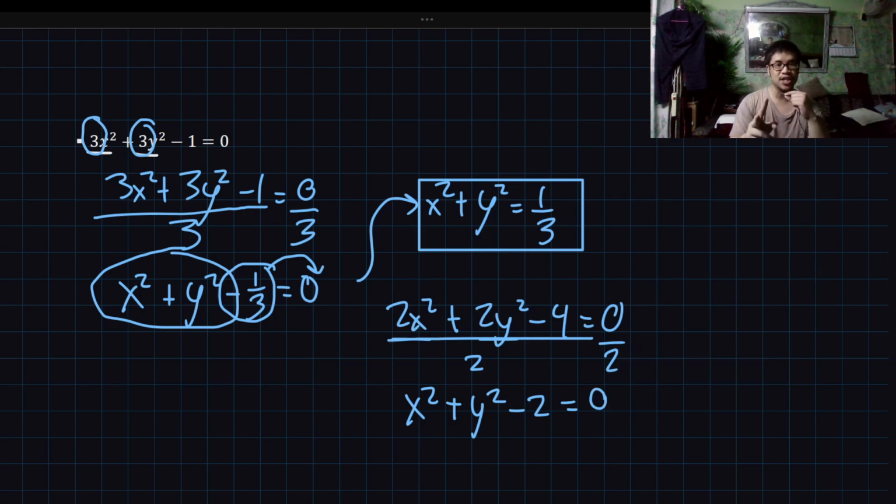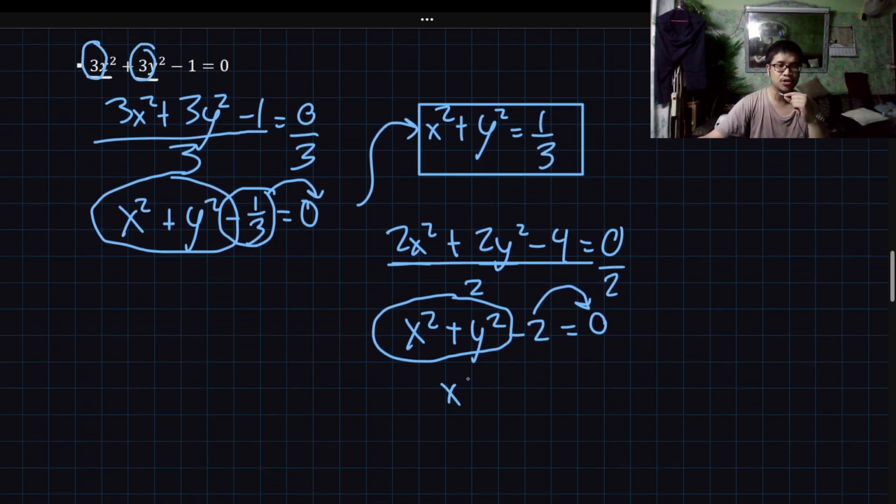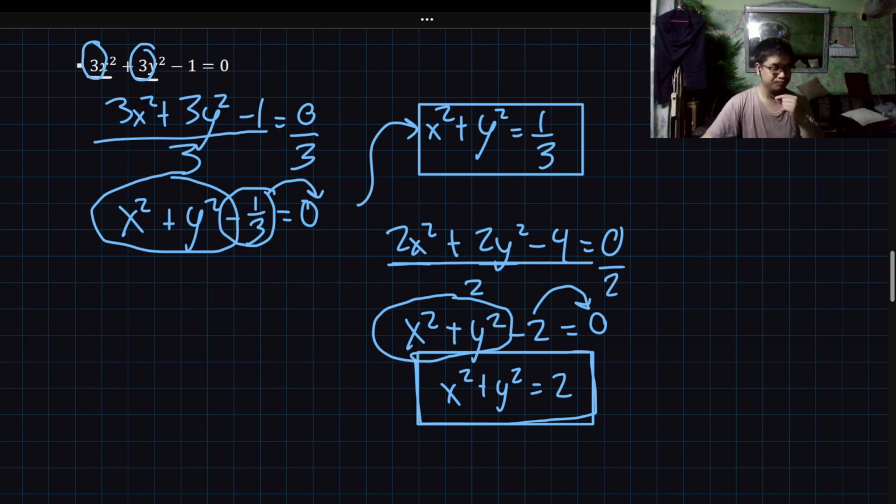Then, the last step: group x squared and y squared alone on one side, while the constant term shall be put on the other side. So I will leave x squared plus y squared here alone and put negative 2 on the right side. So the answer here would be x squared plus y squared is equal to 2. And that is your final answer. Okay, so that's it.